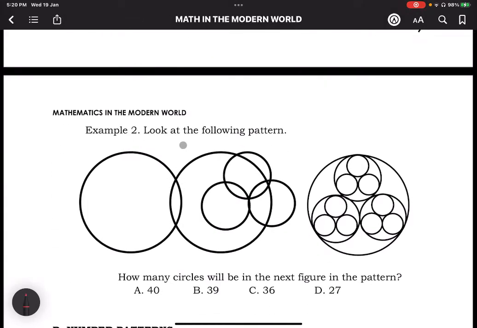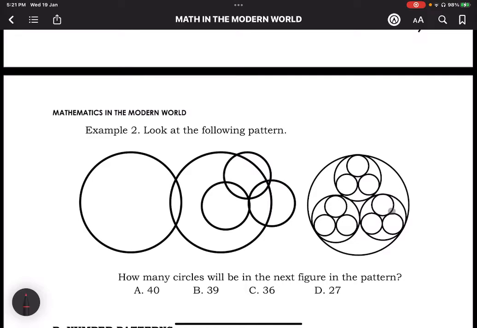In example 2, if we look at the pattern, how many circles daw will be in the next figure in the pattern? So anong sagot natin dito? So itong circle na to na doble at itong dalawang circle na to na doble nag plus 1 pa. Okay? So sa pattern na to, itong lahat ng circle na to, bilangin mo at mag-plus ka ng isa, yun ang kasunod na bilang ng circle para sa pattern na to.